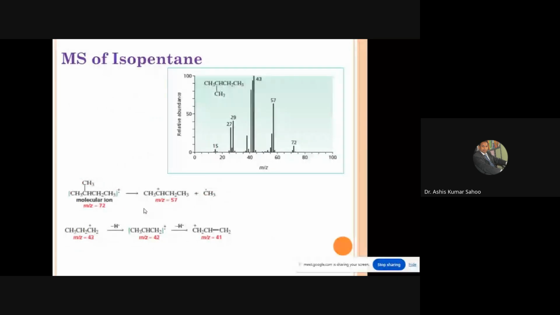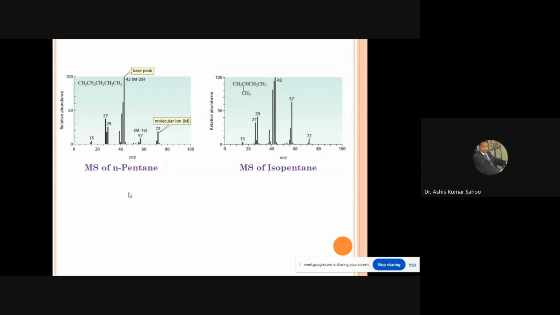If you look at the 72 molecule first, the mass by charge is 57. This is for isopentane. In the case of isopentane, we get a mass spectrum like this. Here again this 43 will be metastable. So this is n-pentane, this is isopentane. These are comparisons in mass spectrometry.